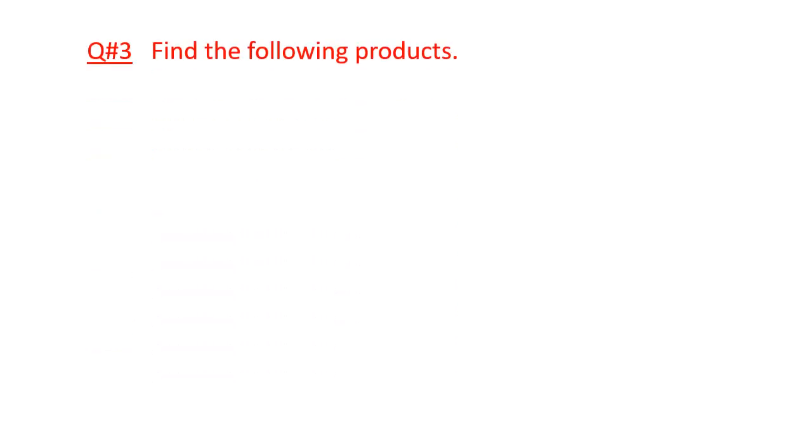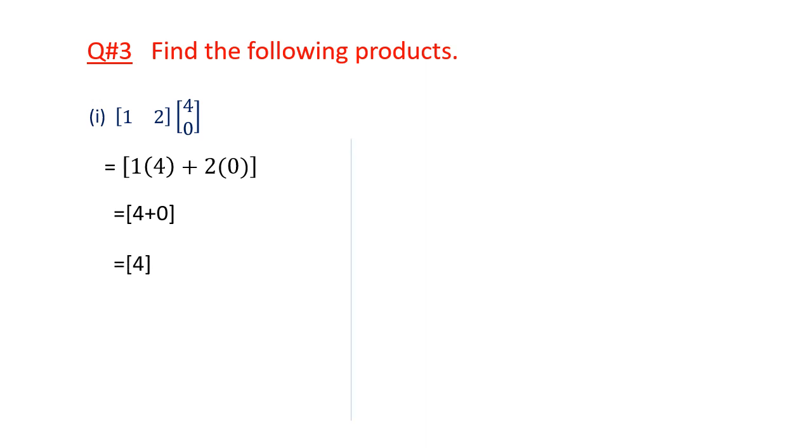Question number 3. Find the following products. First part, we have to multiply these two matrices. We multiply row to the column. We have 4 plus 0 and we have the final answer 4.